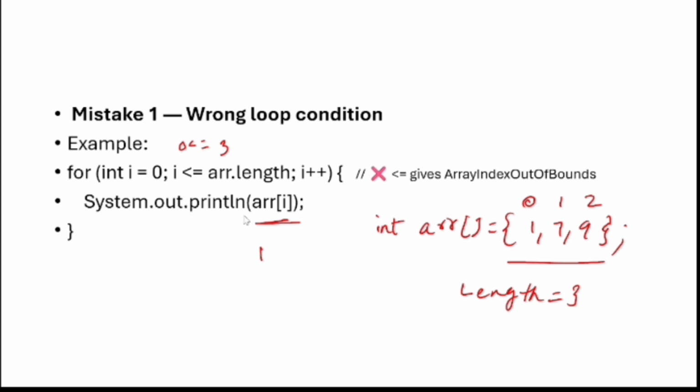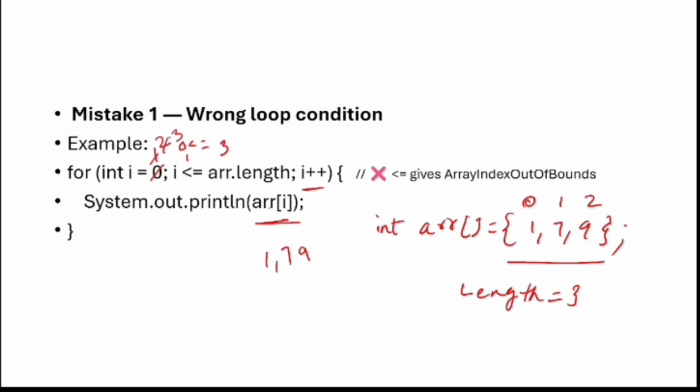Now next, i plus plus. It will increment the i value. Now 0 will become 1. Now 1 is less than or equal to 3. Yes, then it will print 7. Again i plus plus, it will come to 2. 2 is less than or equal to 3. Yes, it will print 9. Again, now i plus plus, 3.